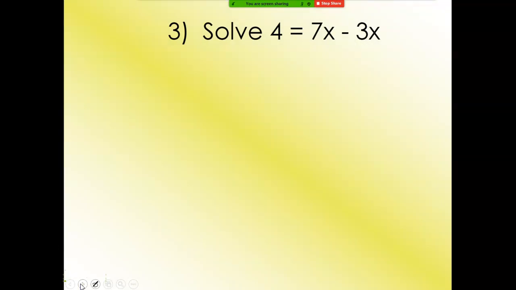Okay? Solve 4 equals 7x minus 3x. Now, this one looks a little different than the last one. What's different about example 3 from some of the other ones? Zoe, what do you think? Yeah, the variables are on the same side. So when the variables are on the same side, what am I going to do to start this problem, Dominique?